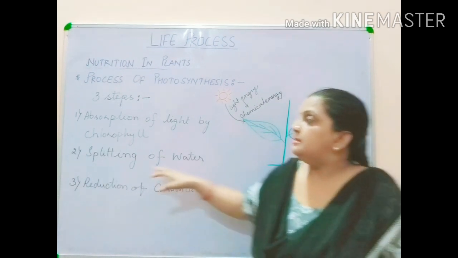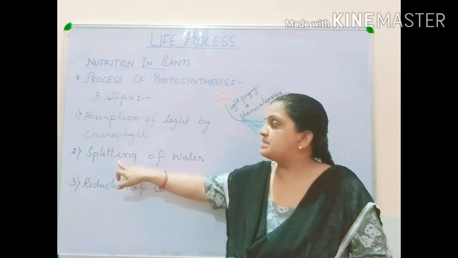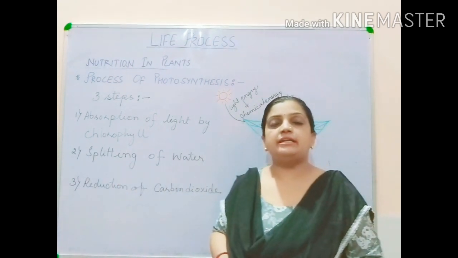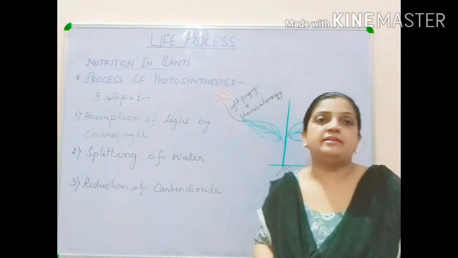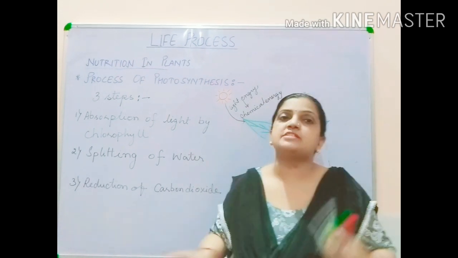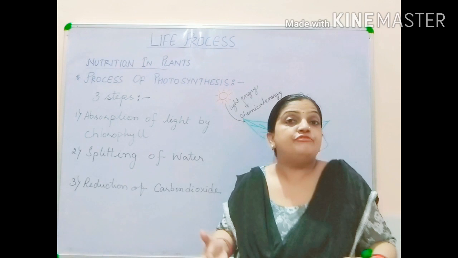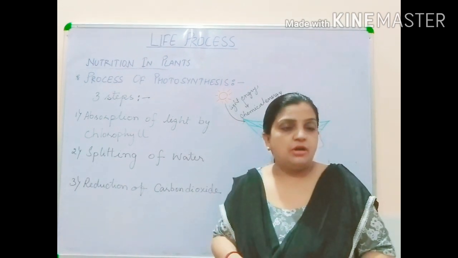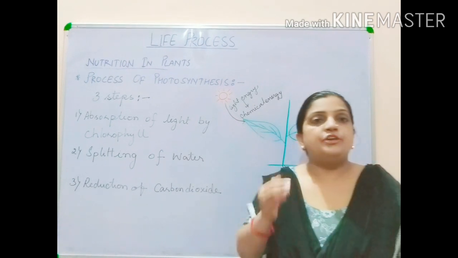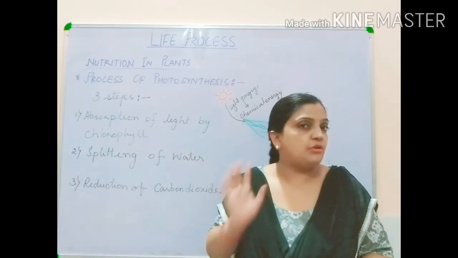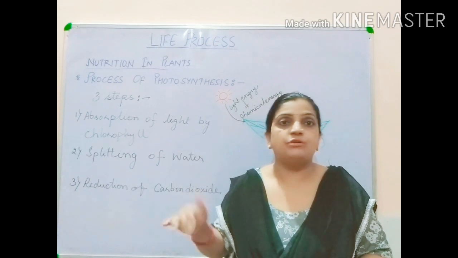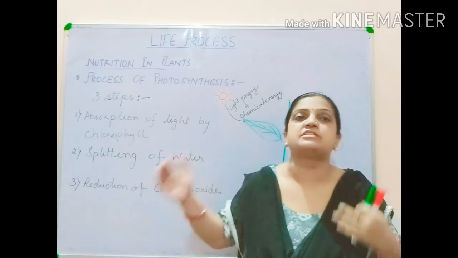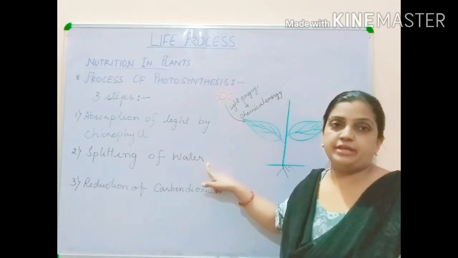Now children, the second step is splitting of water. Generally, you might be thinking about the oxygen which is released out into the atmosphere, where is the oxygen coming from? Now in the chemical equation of photosynthesis, carbon dioxide also has oxygen and water also has oxygen. So the question is, from where is the oxygen being released? So the answer is over here.